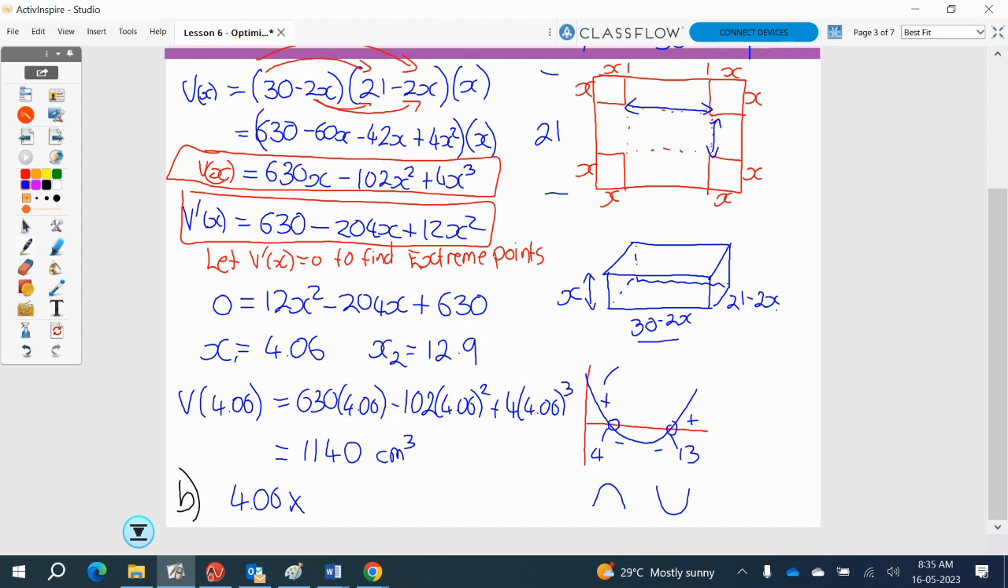12.9? So what's 30 minus 2 times 4.06? What do you have? We've got 30 minus 2 lots of x. Right, so we put that in. 21.9.